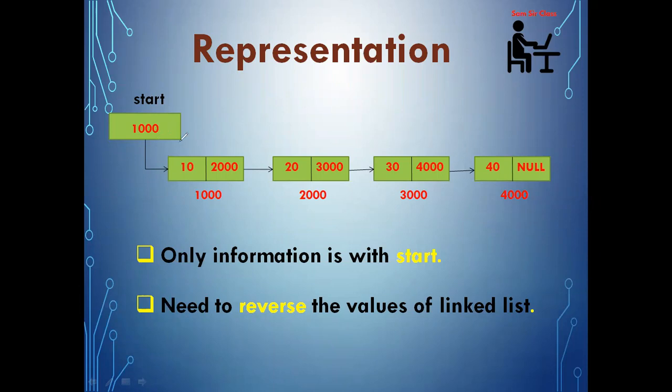If I traverse and display the elements, obviously I'll get the output in this manner: 10, 20, 30, 40. But if I need to reverse, what mechanism should I apply so that while traversing the list, I get the values as 40, 30, 20, and 10? But the problem is, the only information we have is start. So by using that variable, we need to reverse the values of the linked list.